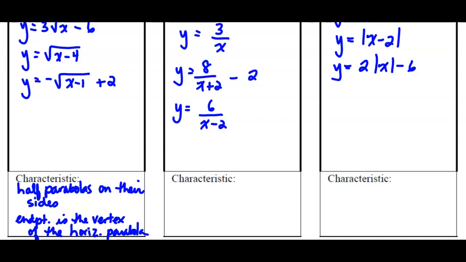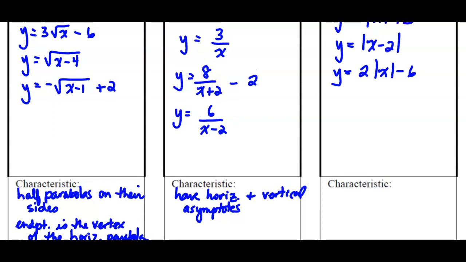Okay, next one. So the endpoint is the vertex of the horizontal parabola. Next one is the rational function. These ones have asymptotes, horizontal and vertical asymptotes. I'm not going to go into too much more detail. They kind of have two arms, right? If they're linear, so if the denominator is just x, not x squared, then you've got your two arms and they've been transformed.